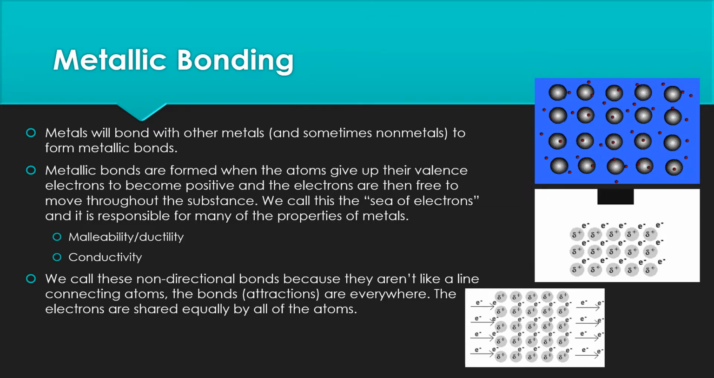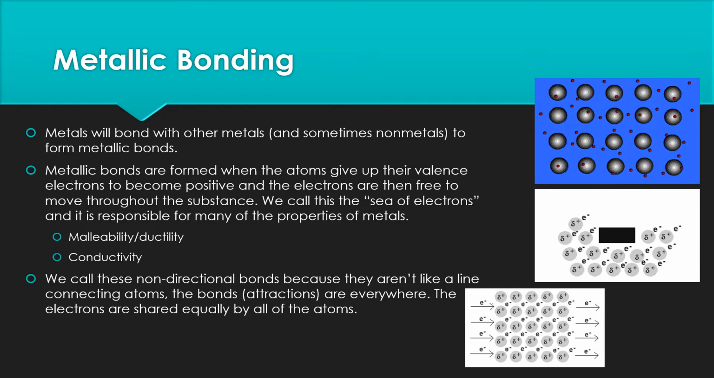So in the top picture on the right, the little GIF, we can see we've got our metal atoms. They've given up their electrons, and those are the little red dots flying around. The electrons are free to move between different atoms. They're not stationary or stuck to just one.